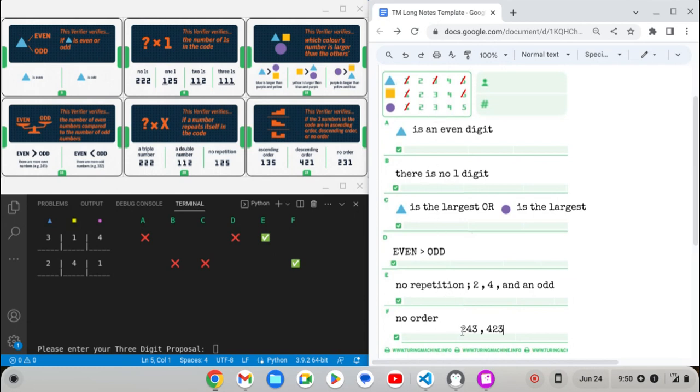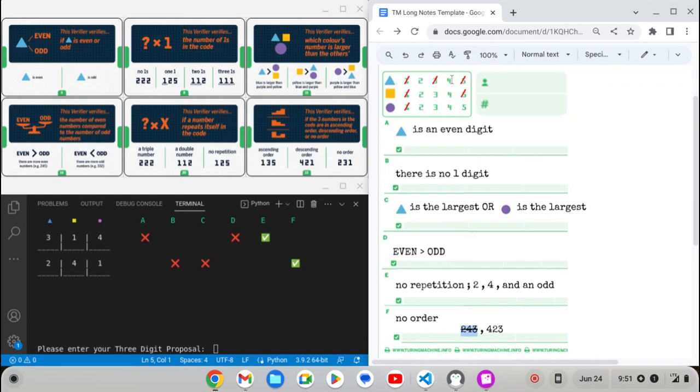Oh, it can't be 2, 4, 3 because that's squared being the largest. So I should actually exclude 2, 4, 3 because square is the largest. Okay, so that means it's 4, 2.